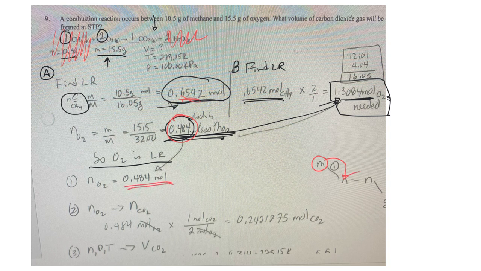And then I do a mole ratio. And so I'm going from oxygen to carbon dioxide. So it'll be 1 over 2. That's a ratio. And so this is how many moles of carbon dioxide will get produced.